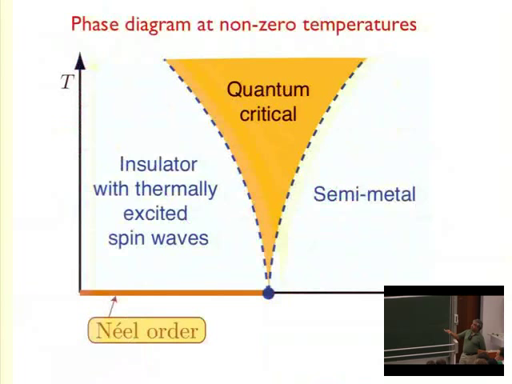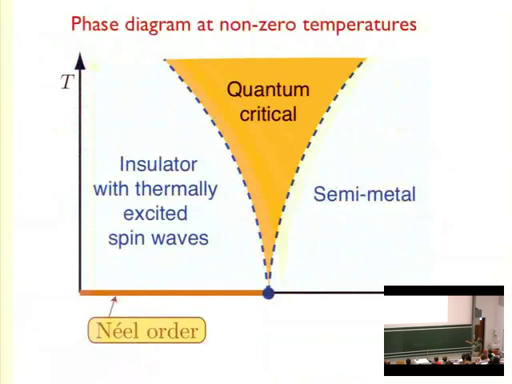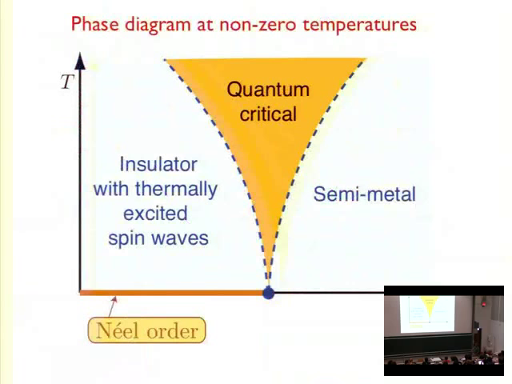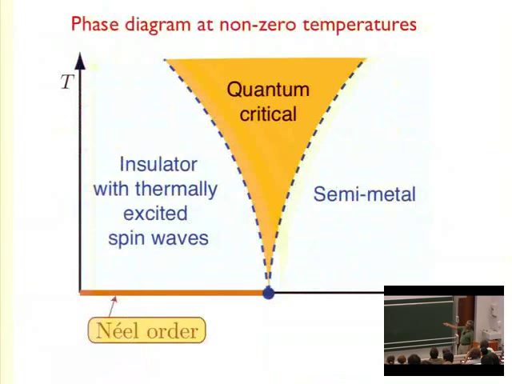Now when you turn on temperature, there's a second energy scale, which is temperature. The simplest thing to do is to compare the energy scale, which vanishes at this point, with temperature. If temperature is bigger than the energy scale, you're in this orange region. If temperature is smaller than the energy scale, you're in the blue regions. The focus of the rest of this lecture will be on the orange region, where temperature is the most important perturbation. You should think of all the physics here as basically this non-trivial conformal field theory being raised to finite temperature. In this case, even this line is a conformal field theory, so you can go back and forth a bit, but that's the more generic situation.